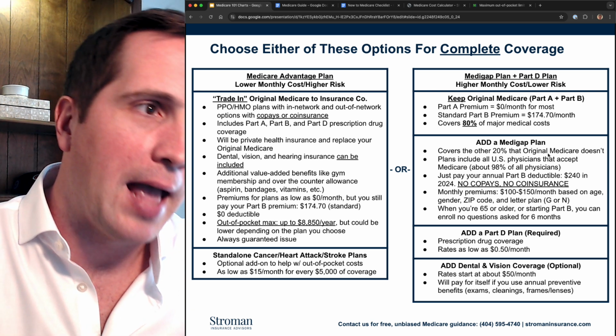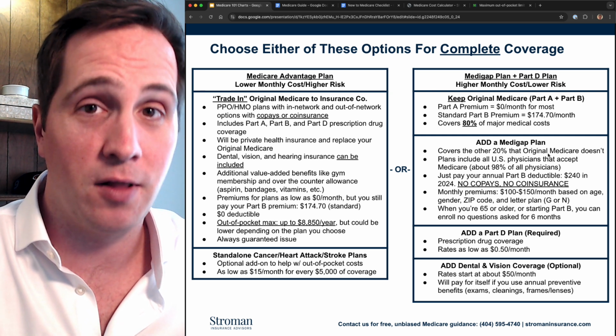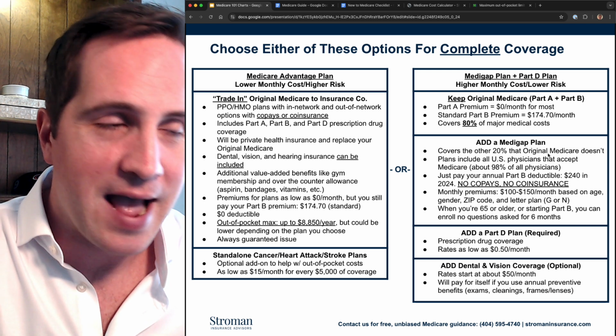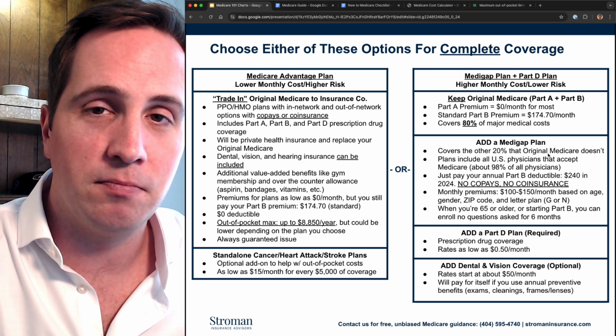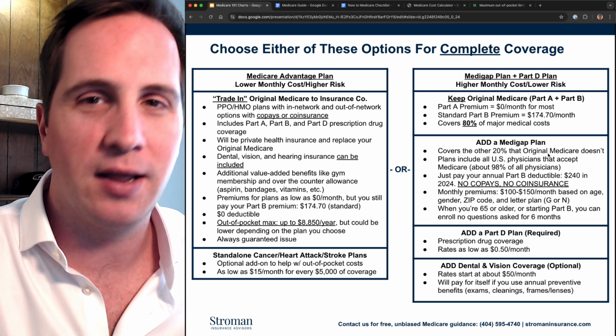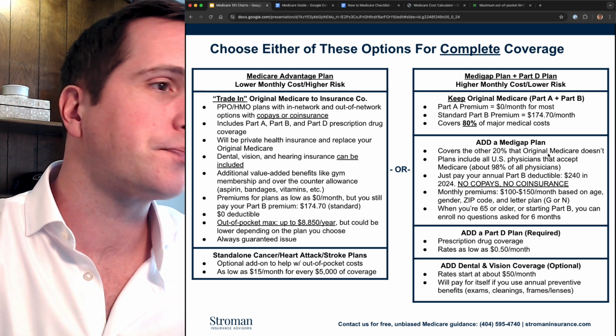How a Medigap plan works. Basically, when Medicare decides to pay on a claim and they pay their 80%, the Medigap plan has to pay according to that. They can't decide separately from Medicare whether to pay or not. So they kind of ride the coattails of Medicare, which is good for you as the consumer.